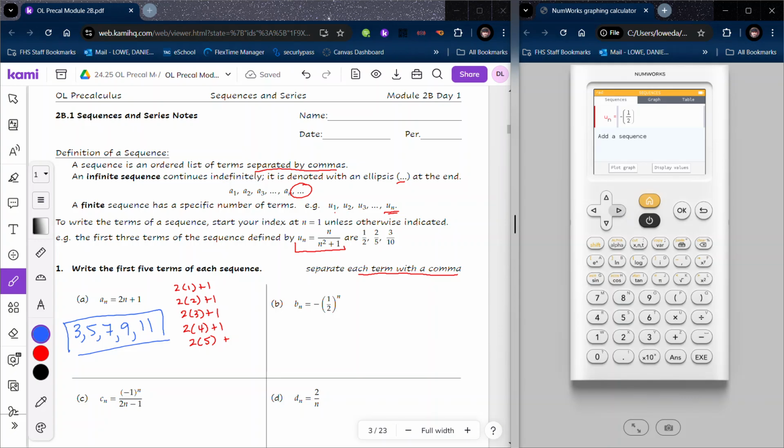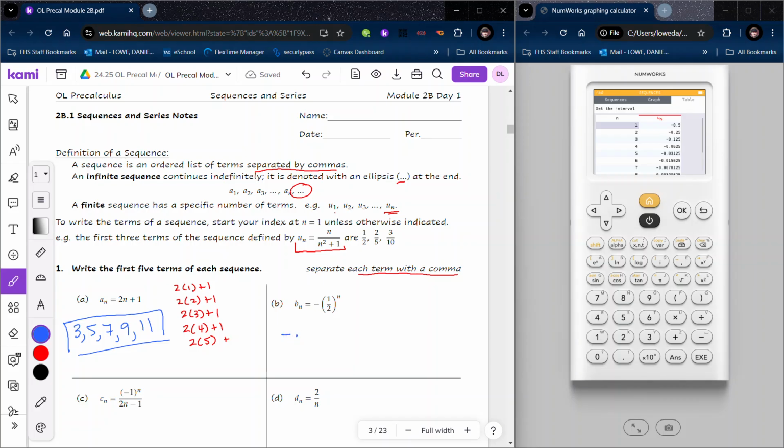Let's make sure we get that done correctly. And I am raised to that counter power. And let's go ahead and display my values. If I display my values, I see that my first term is negative 0.5. My next term is negative 0.25. Then I have negative 0.125. Then negative 0.0625. And then lastly, I have negative 0.03125. That's if I was doing the work with a calculator.